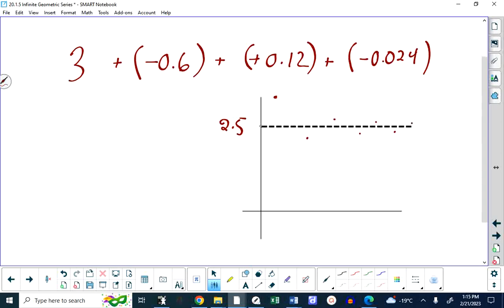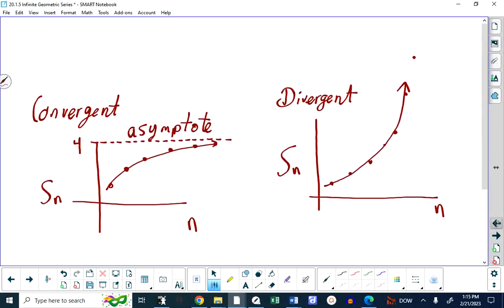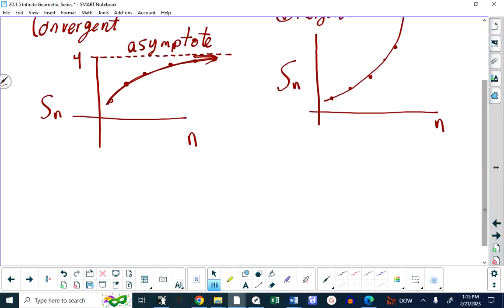Every time we add the next number, it flips to the other side of 2.5, but it gets closer to 2.5 than it was the last time it was there. So if I go back and look at this graph, I drew this to show you that the dots converge on that horizontal asymptote, but it doesn't matter.